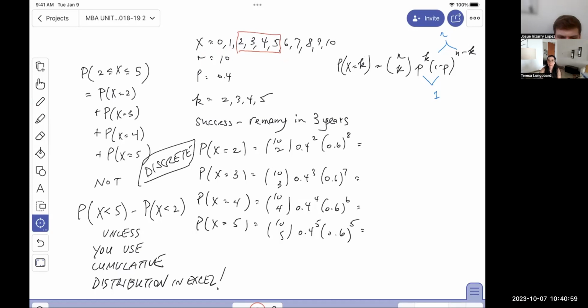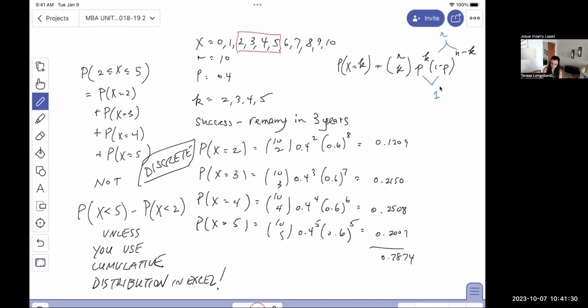Okay, did you guys finish? So Victoria tells me it's 0.1209, 0.2150, 0.2508, and 0.2007. And it makes 0.7874. And let's see, I'm going to do that in Excel as well to confirm.